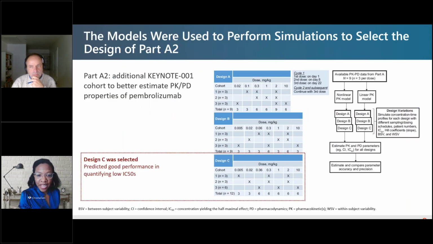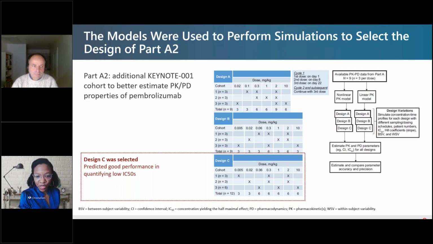The purpose of part A2 was to better characterize the PK and PD of pembrolizumab. Modeling and simulation using the existing PK and PK/PD models that were developed from parts A and A1 were used to assess multiple design options for part A2, and I'm showing the baseline designs here. The candidate designs included intrapatient dose escalation, with starting doses as low as 0.005 milligrams per kilogram.